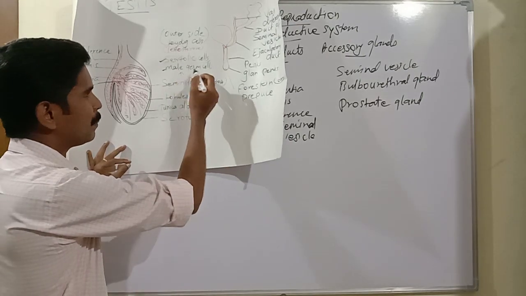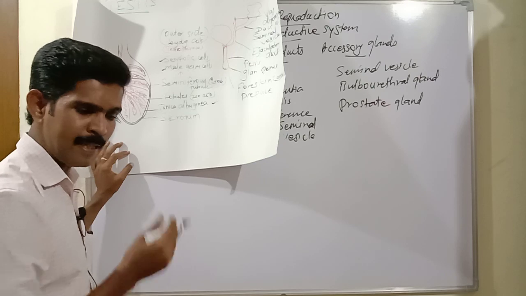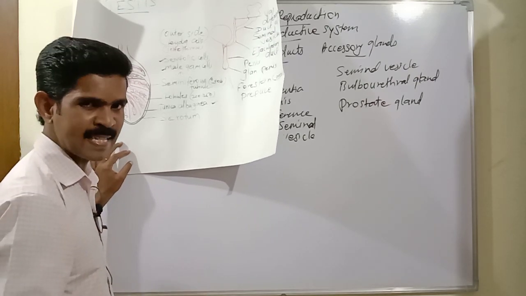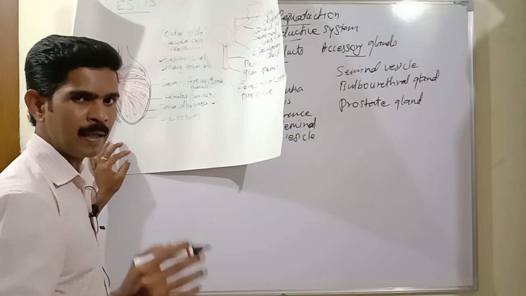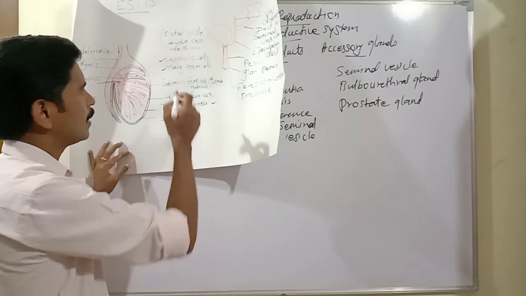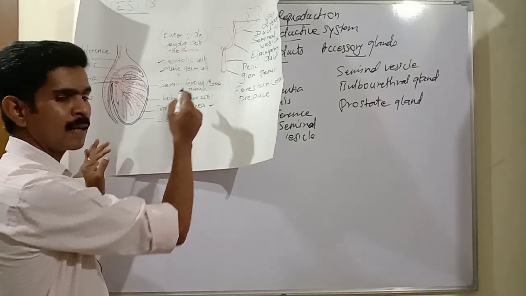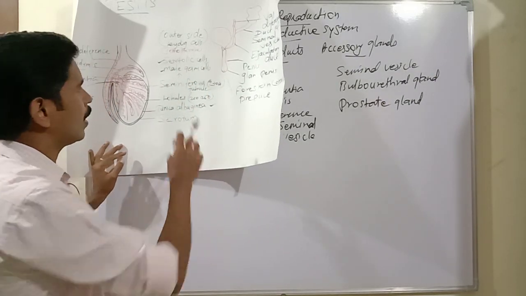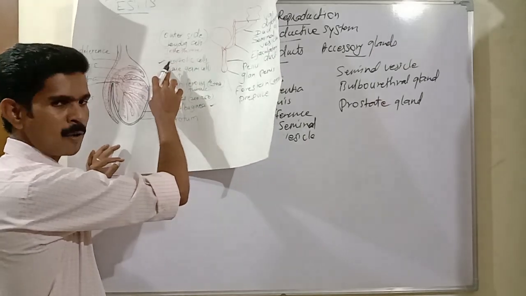Then next one is male germ cell. These male germ cells are converted into the male sex cell, the sperm, by meiotic cell division. So with the help of meiotic cell division, these male germ cells are converted into the sex cell sperm. So I hope you all understood this point.